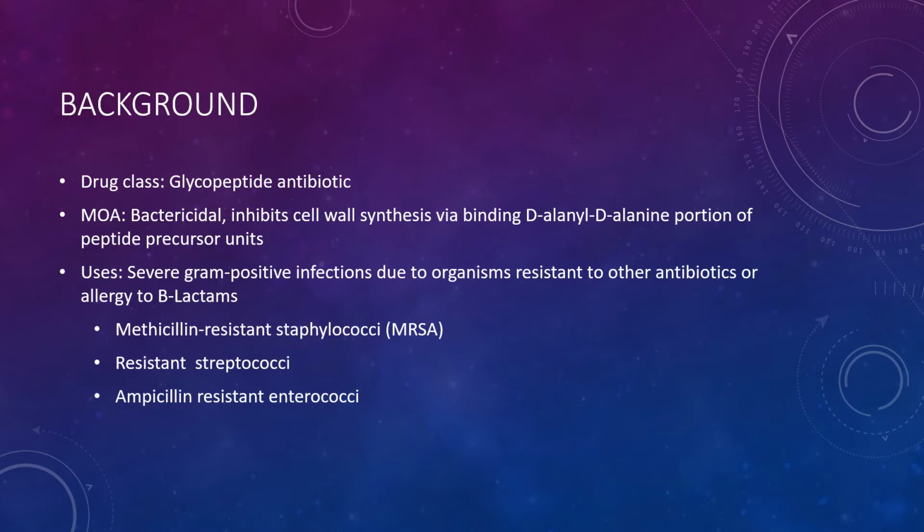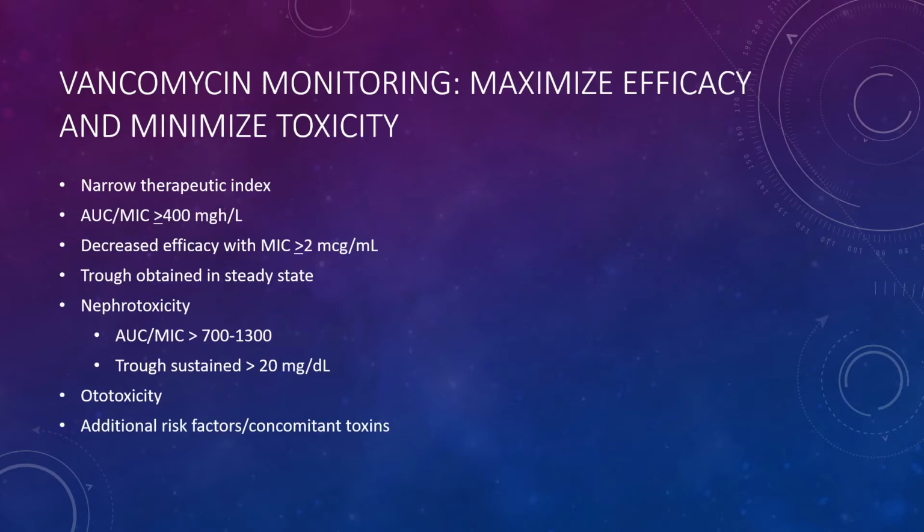A little bit of background: vancomycin is a glycopeptide antibiotic that is bactericidal. It inhibits cell wall synthesis and is typically used in severe gram-positive infections, particularly, of course, in MRSA. As we know, vancomycin has a narrow therapeutic index. You typically see an AUC/MIC of greater than or equal to 400. Troughs are typically obtained at steady state, which occurs after the third or fourth dose.